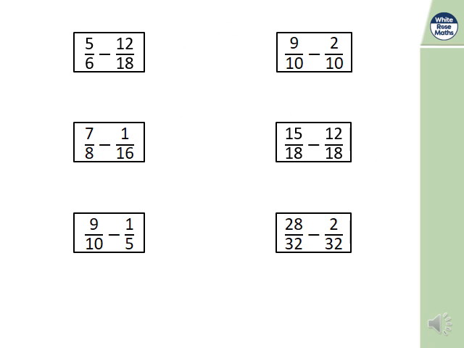This time what we've got to do is we are matching. We've got 3 subtraction fractions on the left and we've got to match them to what the answer would be on the right side. So for example, for the first one, we can see we've got 5/6 subtract 12/18. And again, we would have to convert our 5/6 into 15/18 by multiplying by 3.